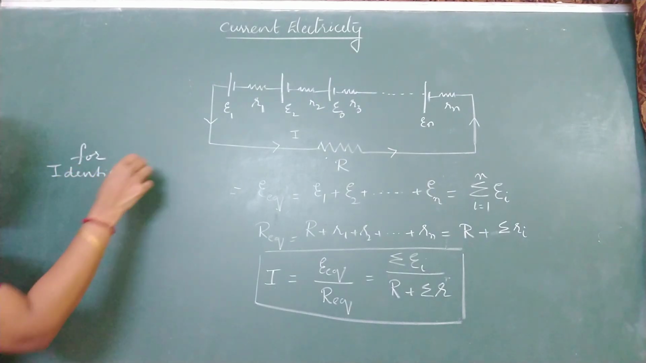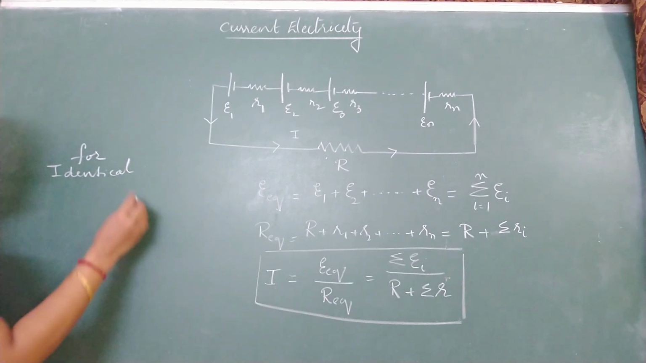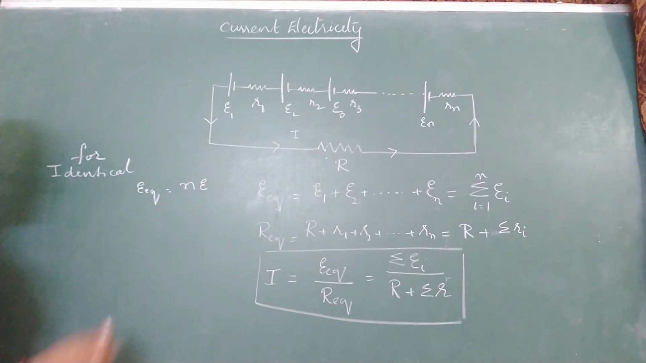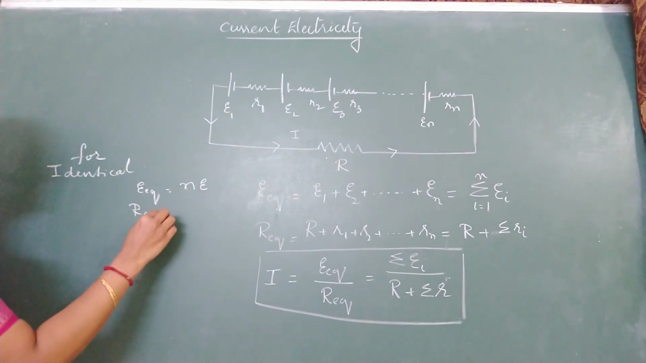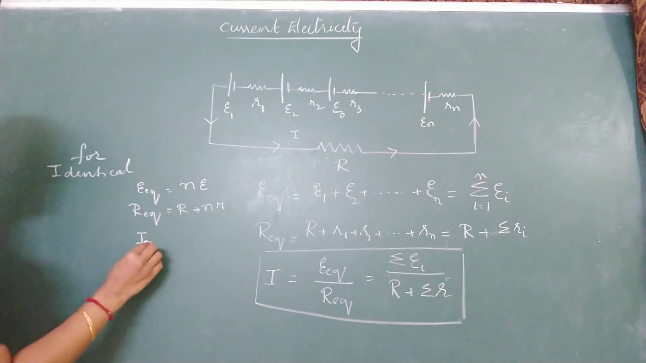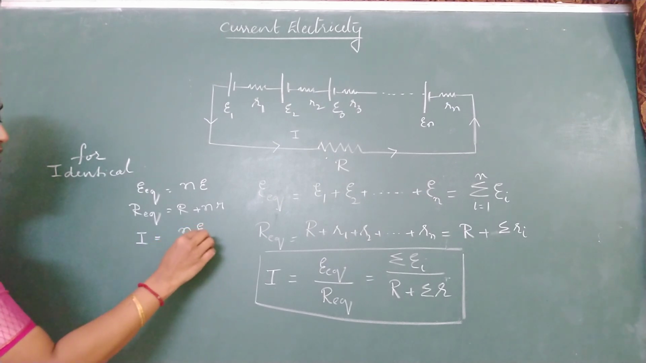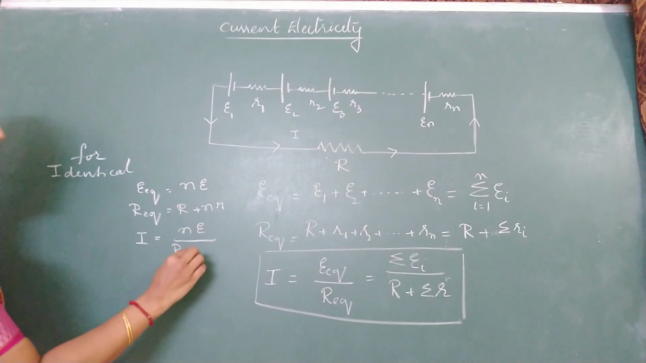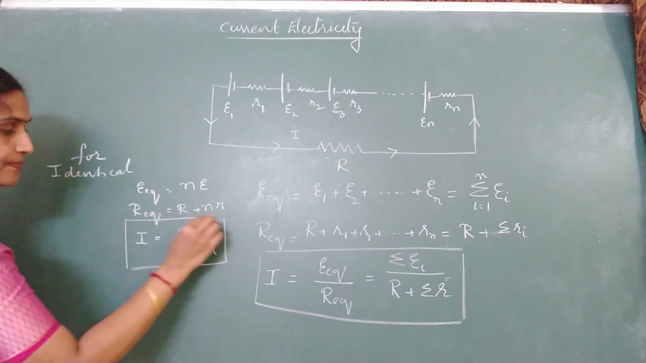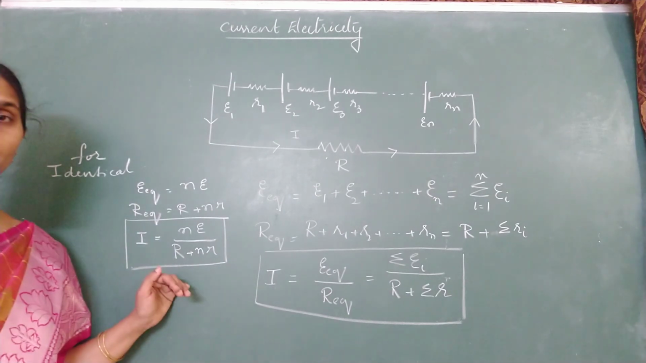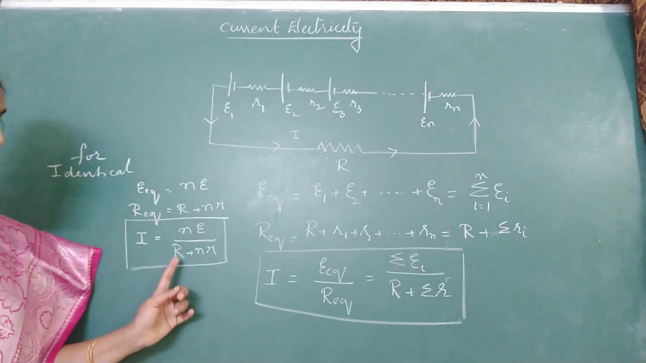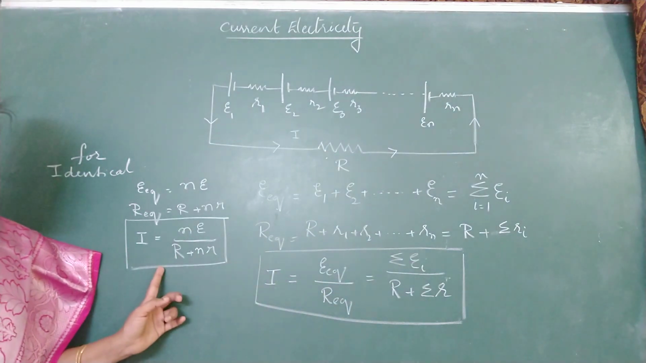If they are identical and connected in series combination, then what will be your E equivalent? Will it become N into E? And what will be R equivalent? Capital R plus N into small r. Then your current would become N into E divided by capital R plus N into small r. So this will give you the current if the cells are identical. If not identical, then we will make use of the earlier equation. If they are identical, this will be the formula for total current.